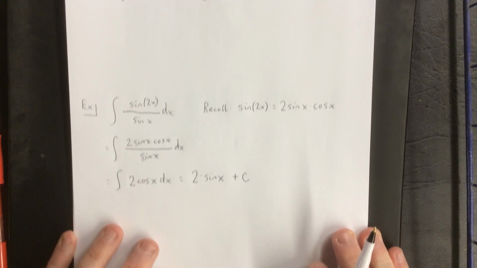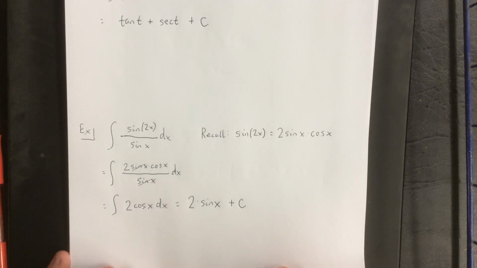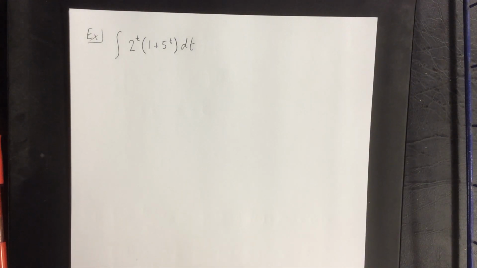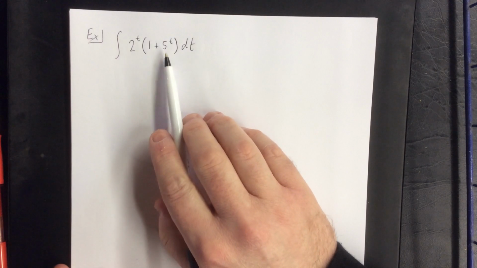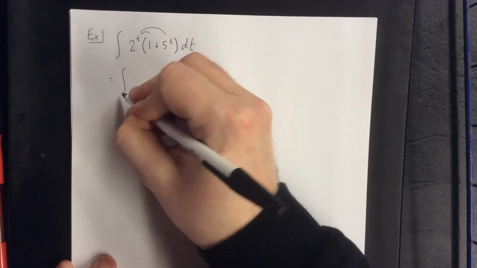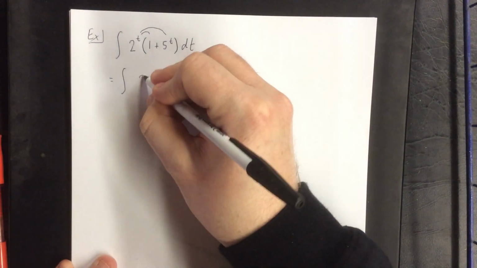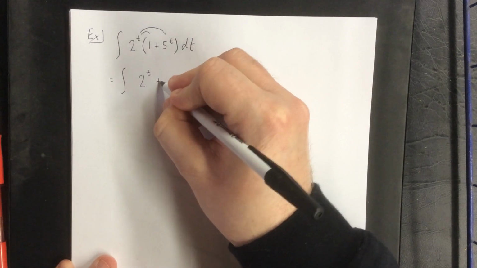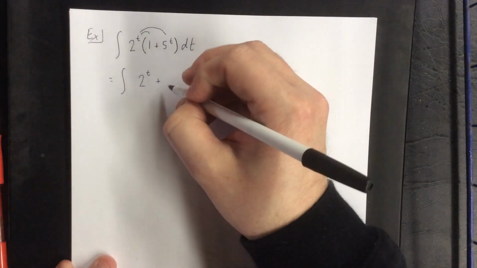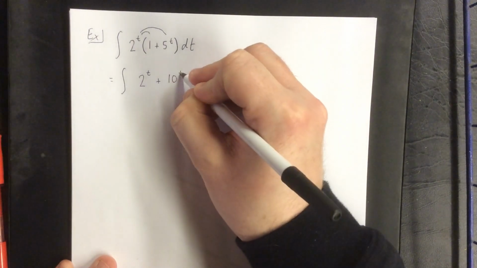Now, with that in mind, we shall try another example. This one is going to involve exponentials. So we have 2 to the t times the quantity 1 plus 5 to the t power. I'm going to begin by distributing that 2 to the t power to both of these terms. 2 to the t times 1 will simply be 2 to the t. And when you have the same exponent, you can multiply the two bases together. So 2 to the t times 5 to the t would be 10 to the t power.